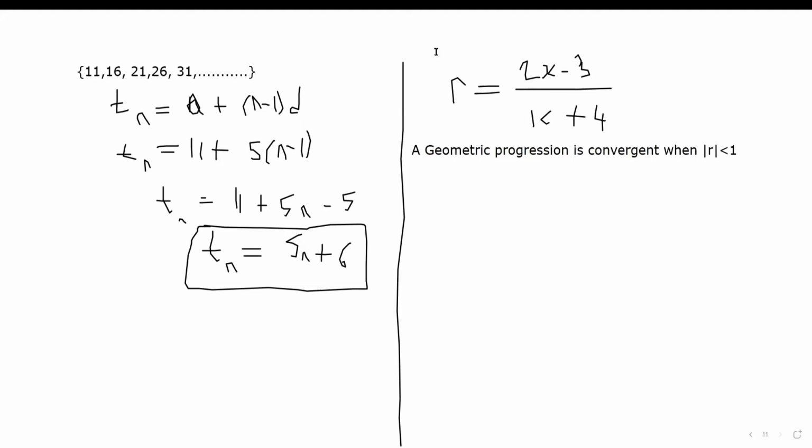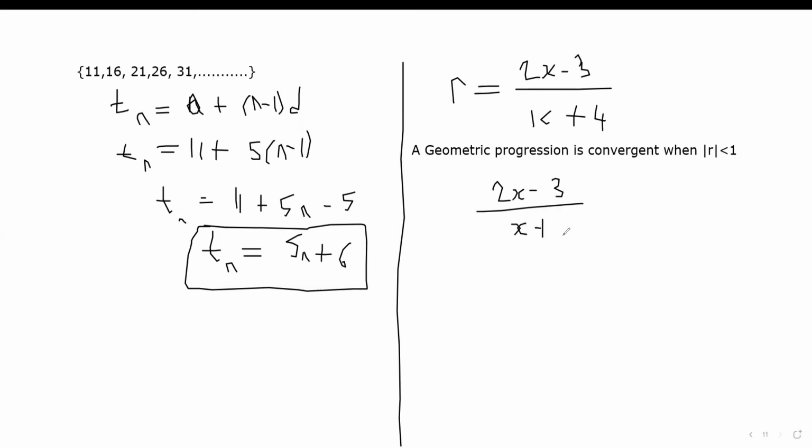So now, what does that mean? A geometric progression, see R there? R, the modulus of R is less than 1. So what we're ending up solving now is 2x minus 3, the modulus of it, over x plus 4.